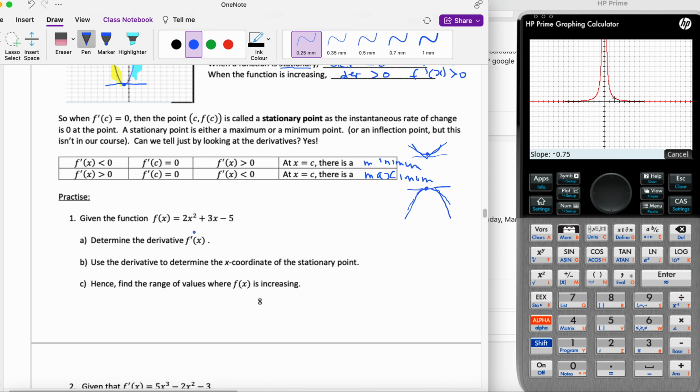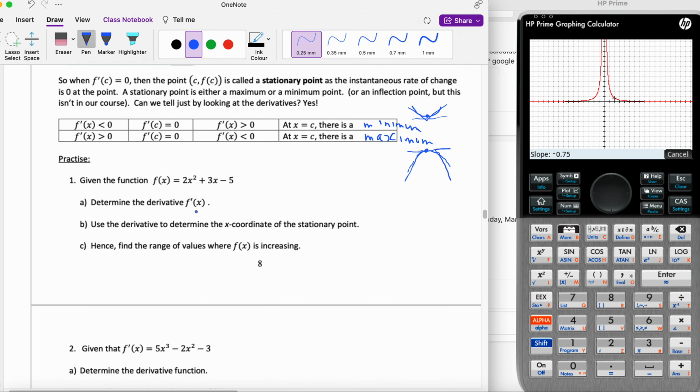All right, given this function, so this is a nice quadratic, determine the derivative. Okay, well, again, we're just going to use our power rule. Hopefully that's becoming easier. Remember, drop. So this is going to be 2 times 2 is 4, and then the power decreases by 1. Remember, the derivative of 3x is just 3. Remember, we learned that last time, because this becomes 3, this becomes x to the power of 0, which is 1, so that's always gone. And then the minus 5 is just gone, so this is your derivative.